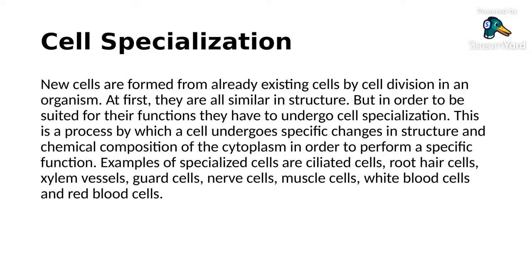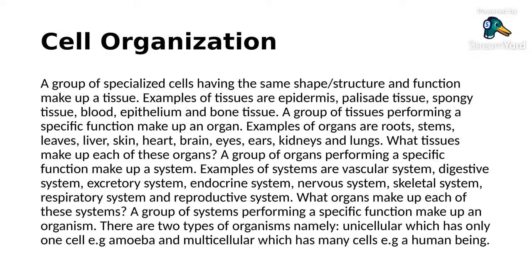Same with your body. The skin. There are cells which were specialized to only form the skin. There were cells which were specialized to only form bones. There were cells which were specialized to only form your heart. Okay, so cells undergo the process of cell specialization to form different parts of the body of an organism. Hope we're following. Now, there's another thing known as cell organization.